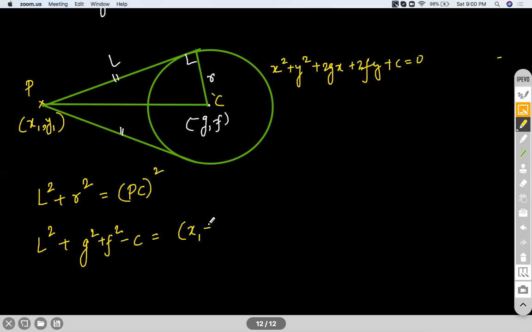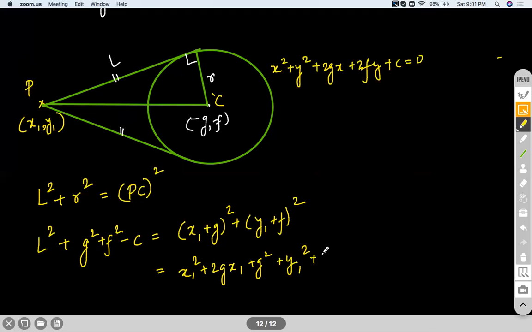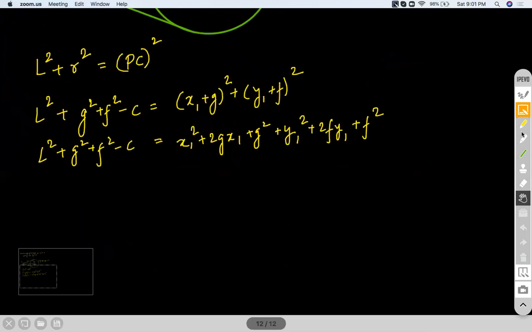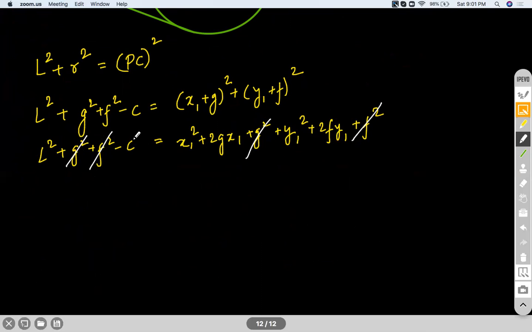PC square is x1 plus g the whole square plus y1 plus f the whole square. If you expand this, you will get x1 square plus 2gx1 plus g square, y1 square plus 2fy1 plus f square, and this equals L square plus g square plus f square minus c. You will lose g square and f square on both the sides. Yeah, g square, f square gone. Bring this c on the other side. So L square is x1 square plus y1 square plus 2gx1 plus 2fy1 plus c.